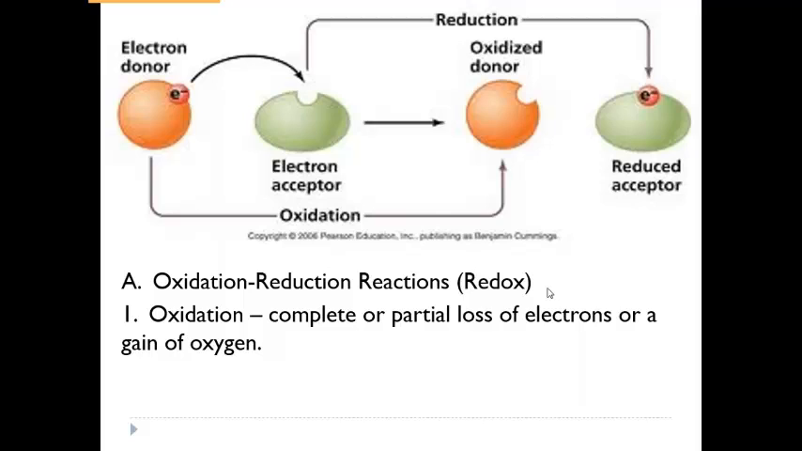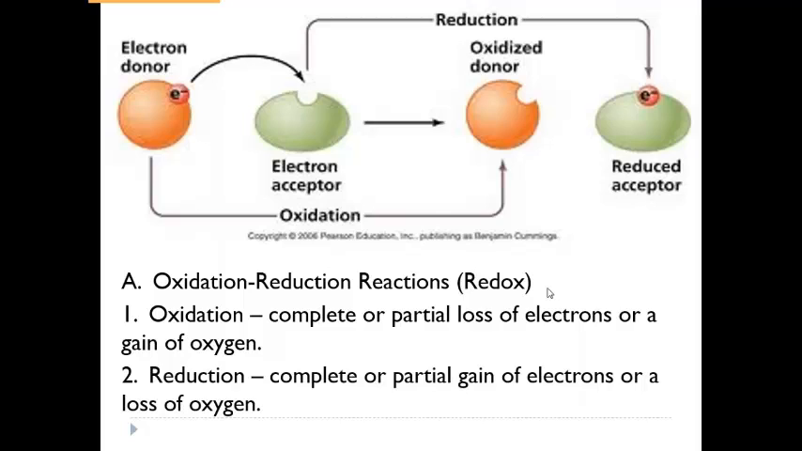Oxidation is when an element either completely or partially loses electrons, or gains oxygen. If it loses electrons, it is going to have a positive charge, so it increases its oxidation number. That is the plus or minus that we put onto an element when it loses or gains. That's also oxidation. Reduction is when you completely or partially gain electrons.